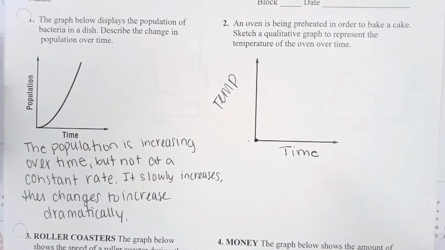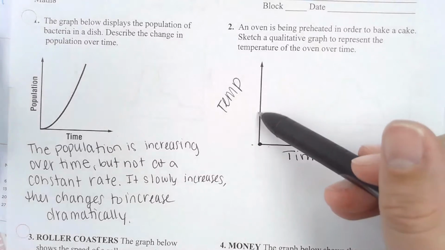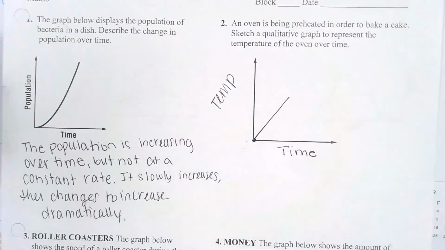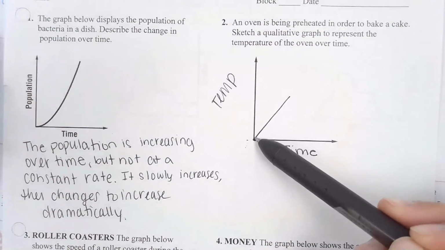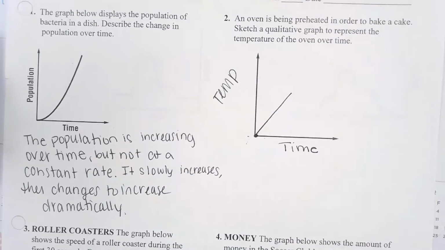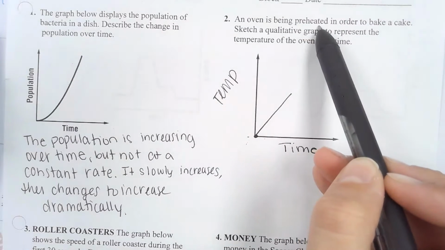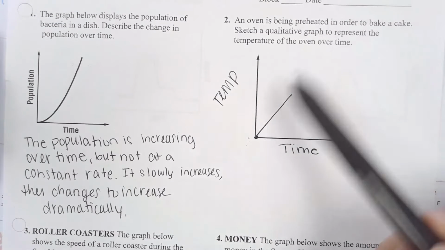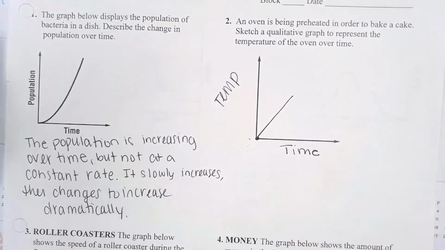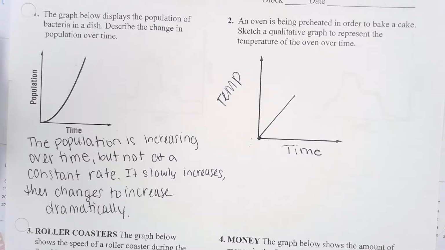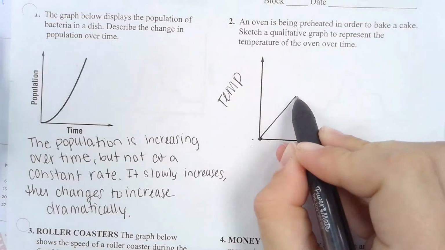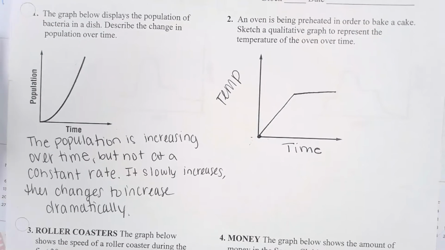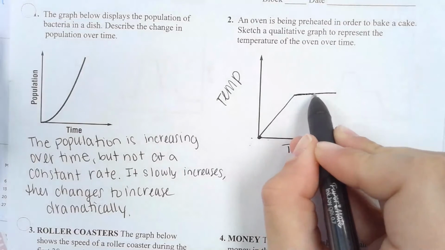Then as you're preheating it, we know that it's going to increase in temperature. So I know for sure that I am going to have a positive slope here, because over time, the oven is going to get hotter and hotter until we reach whatever temperature we put the oven at. So like if we are going to preheat the oven to 400 degrees, then when it gets to 400, I'm just going to have a constant rate, because it's going to stay at 400. So if I'm going to have a constant rate, that means that I am going to have a zero slope. And yes, I know this isn't perfect, so just try your best.